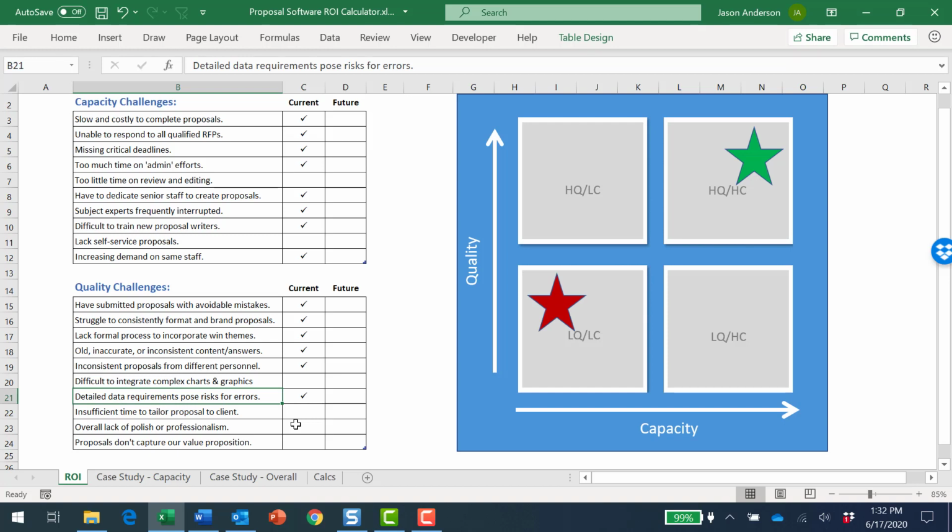How about time that we have to tailor? How about, again, lack of polish or professionalism? So I'm just capturing these at random, and certainly our goal would be to have you think through these with some sense of balance, right? You don't want to be overly harsh on yourself, but you also want to be eyes wide open as to what's happening right now.